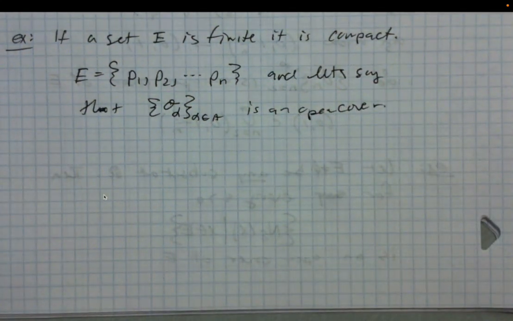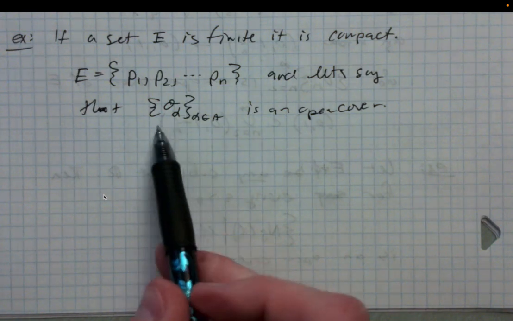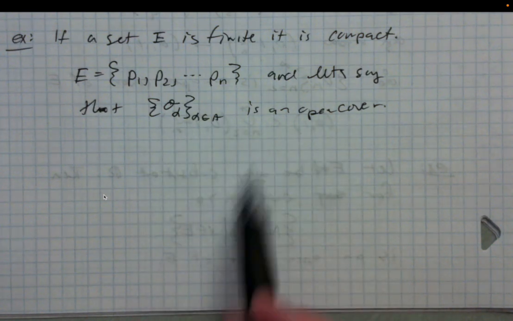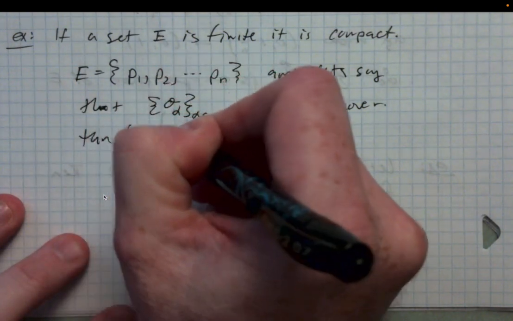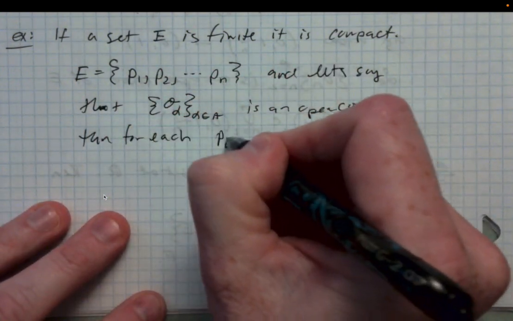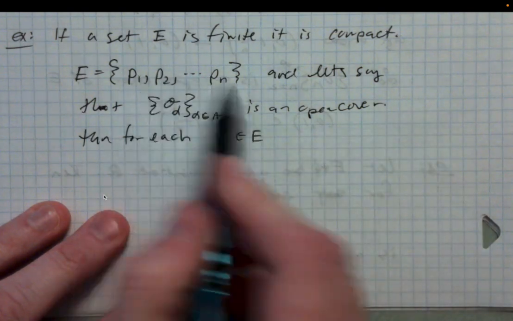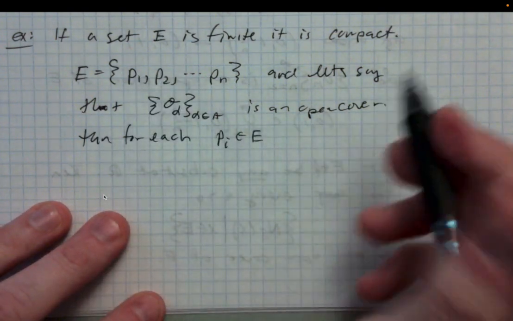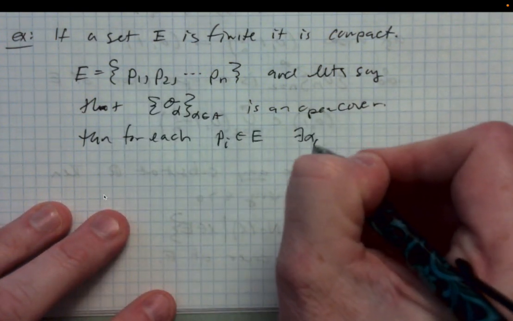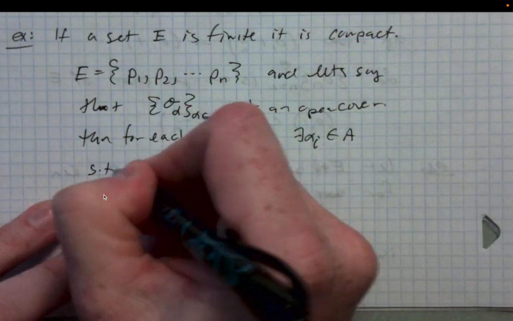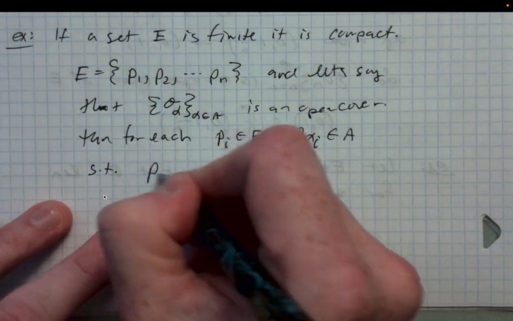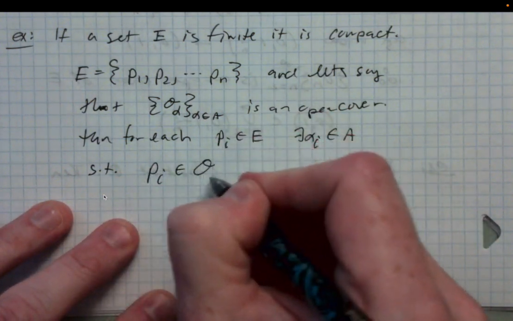Okay. This is a good one to start with because it shows you the mechanism of how you show that something is compact, right? So let's say this is an arbitrary open cover. Then for each Pi in the set E, just pick one, arbitrary. There's going to exist some alpha i in A such that Pi is in that open set.